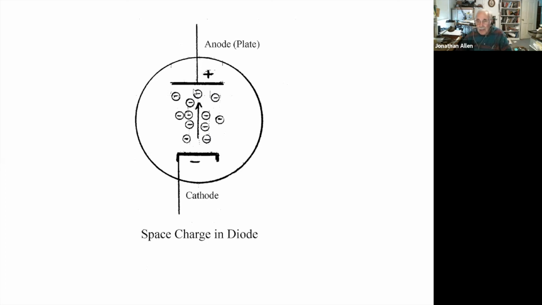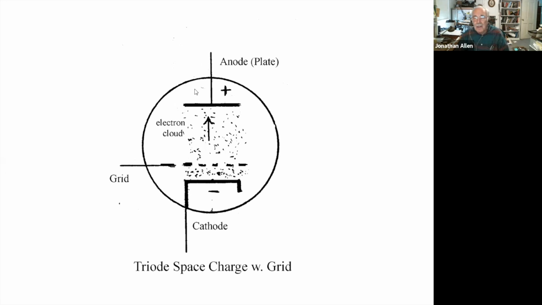Let's look at space charge in a triode now. And we're going to take a little peek ahead. The grid is now located quite close to the cathode.